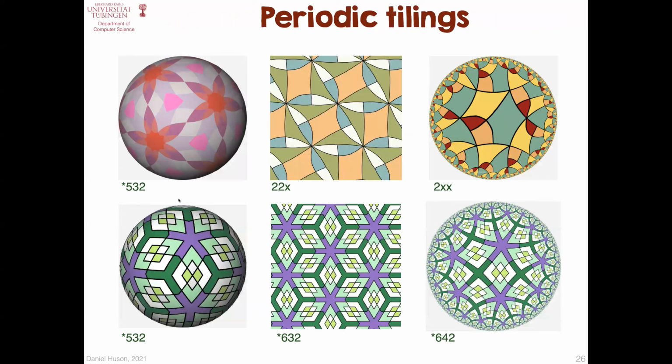Okay, we're still in the chapter of geometry, so the next part of the talk is going to be about these geometric objects, so-called periodic tilings, tilings with a compact fundamental domain. And some of them will be spherical, Euclidean, or hyperbolic. And here I've listed their orbifold names for these particular tilings.